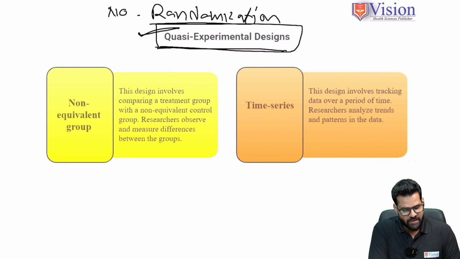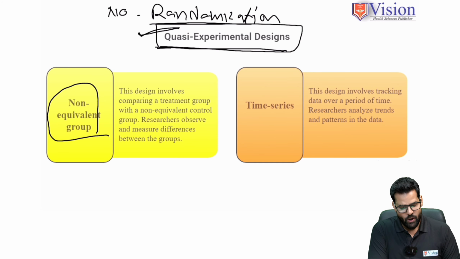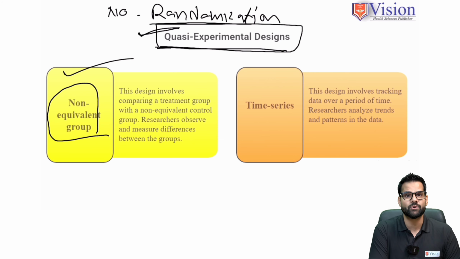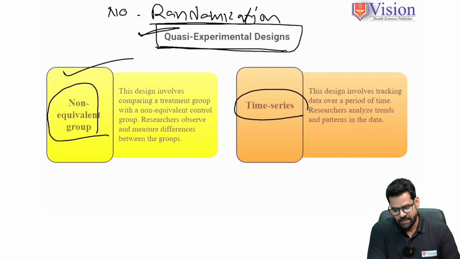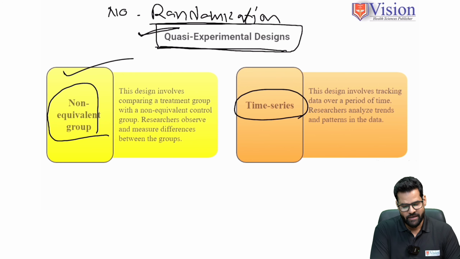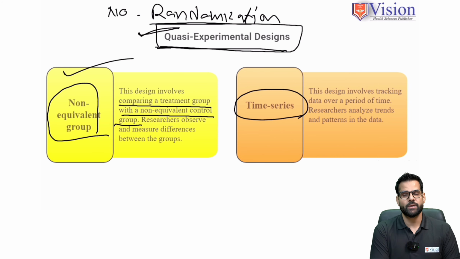So basically there are two basic types of designs you can see here. One is a non-equivalent control group design, and the second is a time series design. When you talk about non-equivalent control group designs, these designs include comparing a treatment group with a non-equivalent control group. Now, please understand this. What is non-equivalent? Non-equivalent means a group which is not equal.